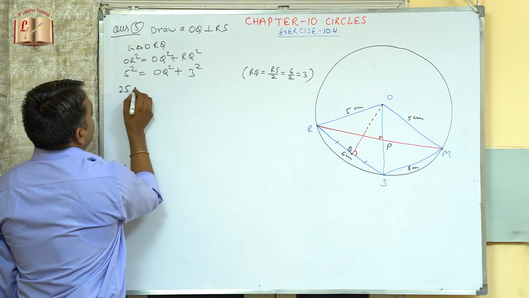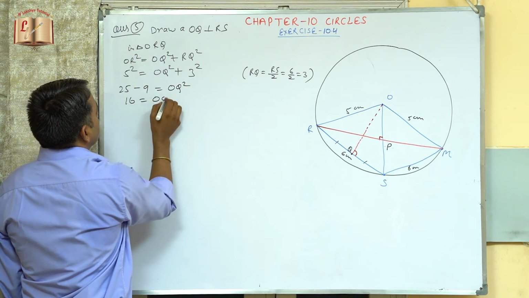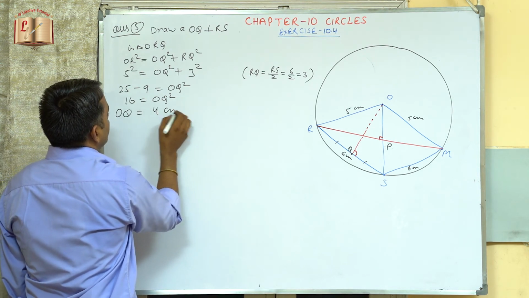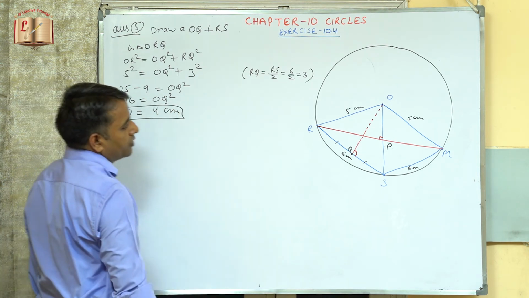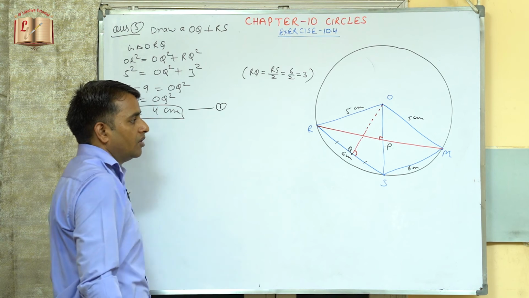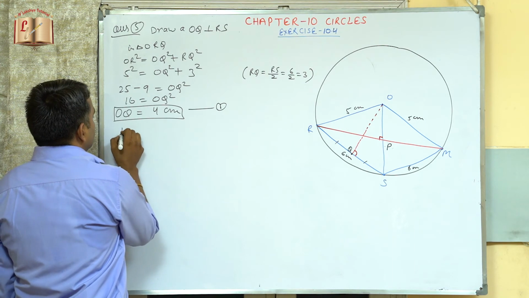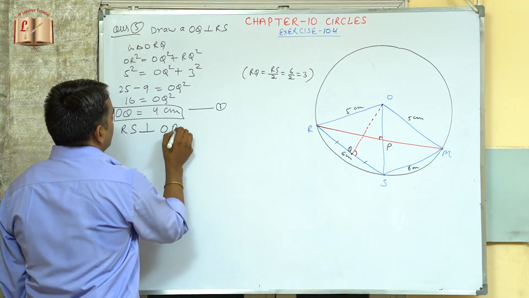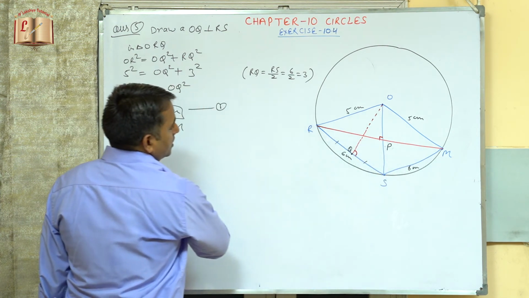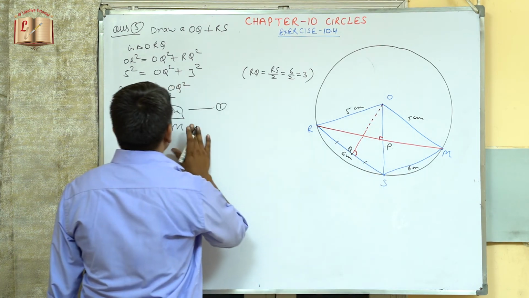Now here this is 25 minus 9 equals OQ square, or 16 equals OQ square. So we got OQ equals 4 centimeter. So this is now OQ, which is 4 centimeter. We can take it as equation number 1. Now see that RM and OS are perpendicular to each other. So we can say RS is perpendicular to OM, and this side RM is perpendicular to OS.